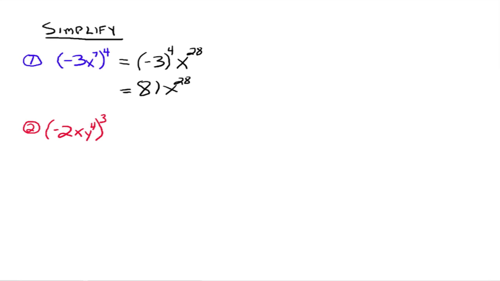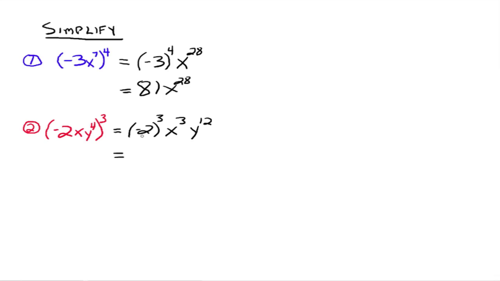Negative 2xy to the 4th, all of that raised to the 3rd power. Again, it doesn't matter how many factors we have inside here, as long as it's all multiplication, we can take each one of these factors, in this case negative 2, and raise it to the 1 times 3, which is 3rd power. You've got x to the 1st inside here, so 1 times 3 gives you 3 as well. And then y to the 4th, all of that raised to the 3rd, we get 4 times 3, which gives you 12.